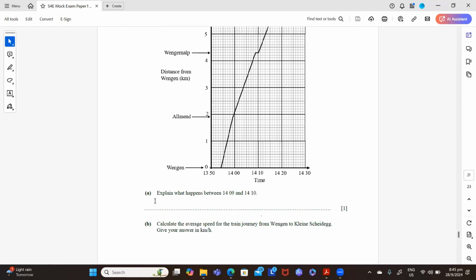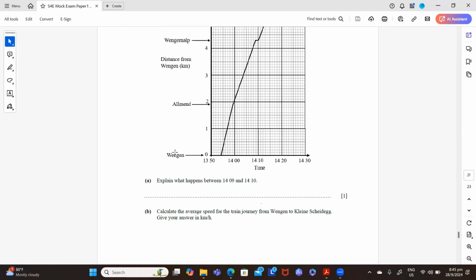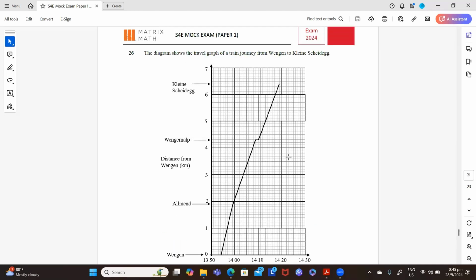Okay, for part A, explain what happens between 1409 and 1410. You can just simply write down the train stopped at this particular location. That's all. And be specific when you describe. So between 1409 and 1410, the train stopped at this particular location for 1 minute. That's all, because this is a distance-time graph. If there's no movement, it's horizontal, it means not moving.